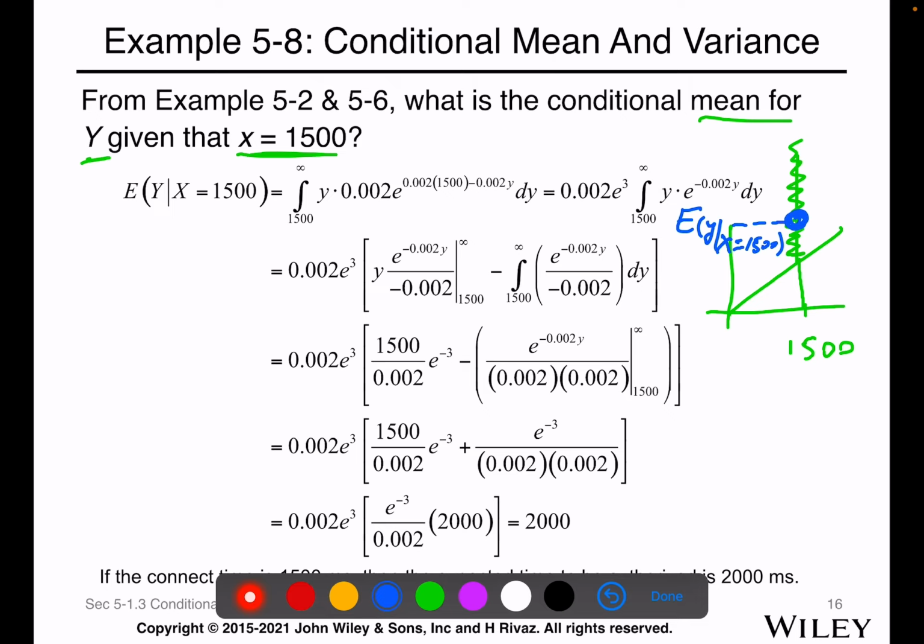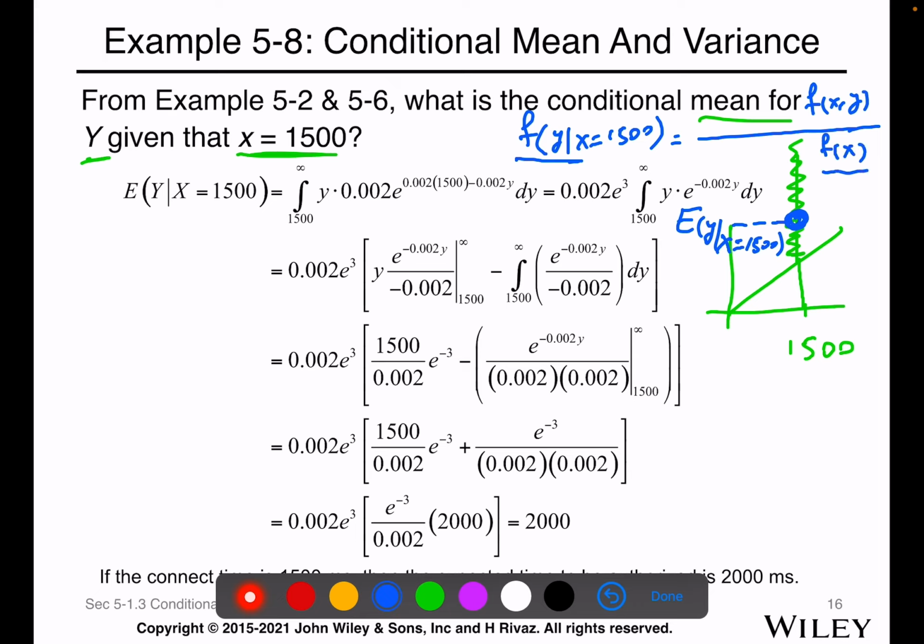So what I do is, the first step is I have to find f of y given x is 1500, right? That's the first thing I have to do. If I want to find the conditional mean, first I have to find the PDF. And remember to calculate this, I emphasize this: we have to do f of x and y divided by f of x, right?